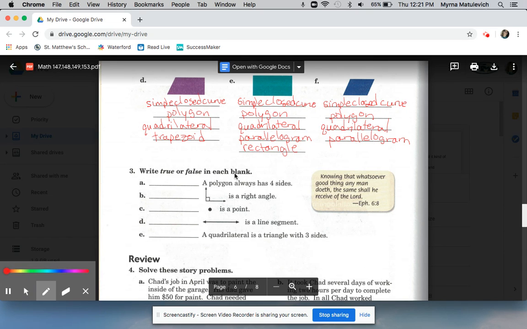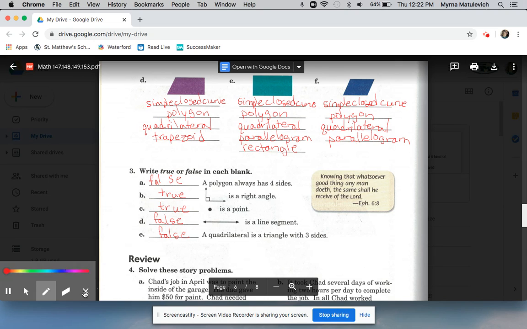Write true or false in each blank. Okay, so a polygon always has 4 sides? Nope. This is a right angle? Yep. That's a point. True. Is a line segment? Nope. It would need to have a point on the end of each of these to be a line segment. A quadrilateral is a triangle with 3 sides. Nope, a quadrilateral has 4 sides.